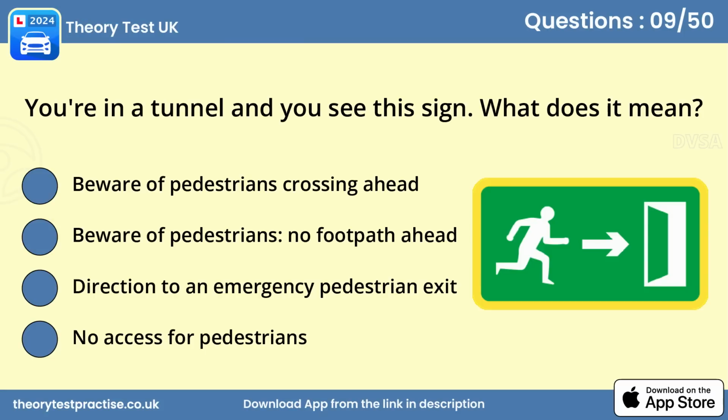Question 9. You're in a tunnel and you see this sign. What does it mean? C. Direction to an emergency pedestrian exit.